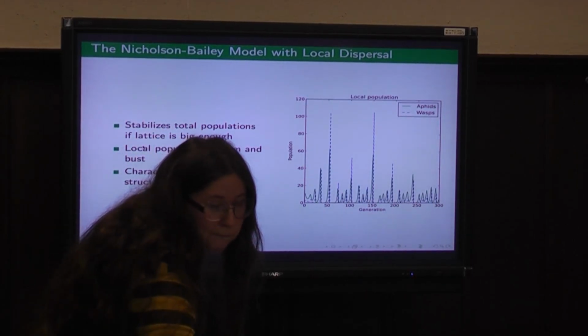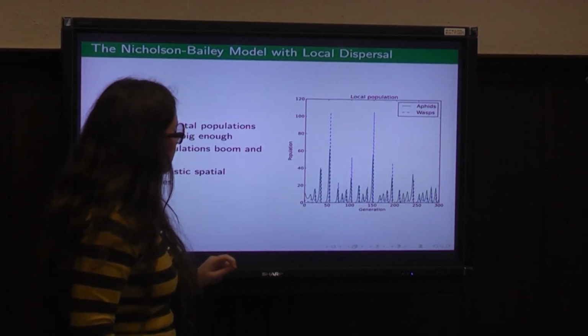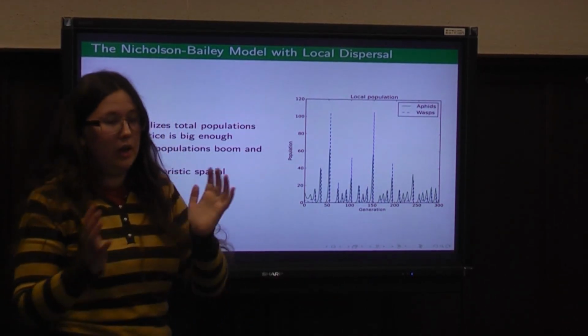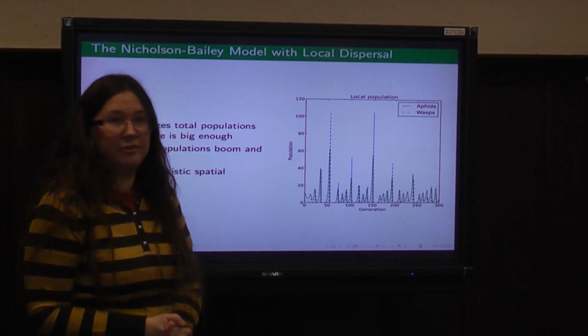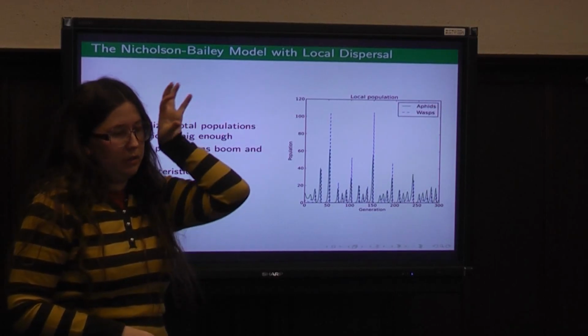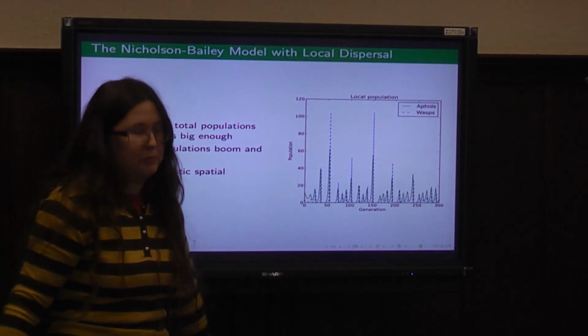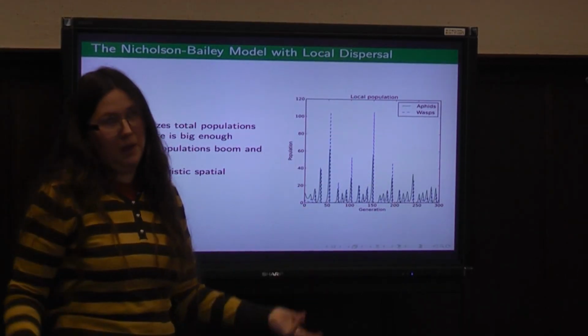I missed one detail, Maria. Is the rate of migration proportional to the density at the locale? Ah, good point. The way that we're having dispersal happen right now is aphids have a fixed probability of staying where they are and a fixed probability of dispersing uniformly among the 8 patches around them.